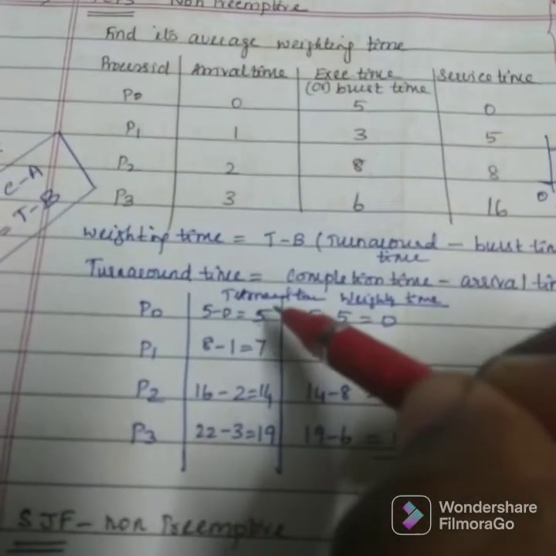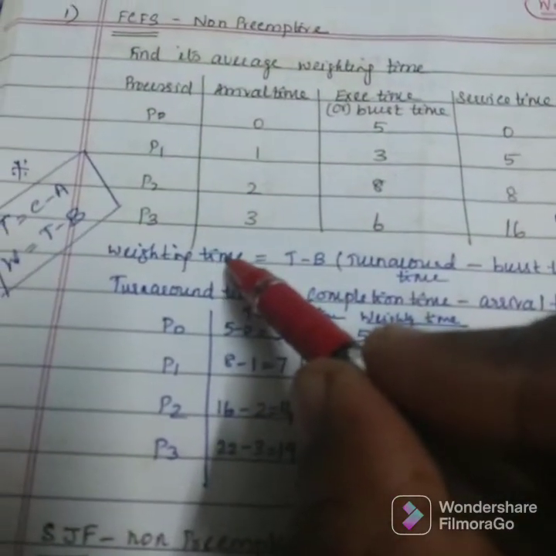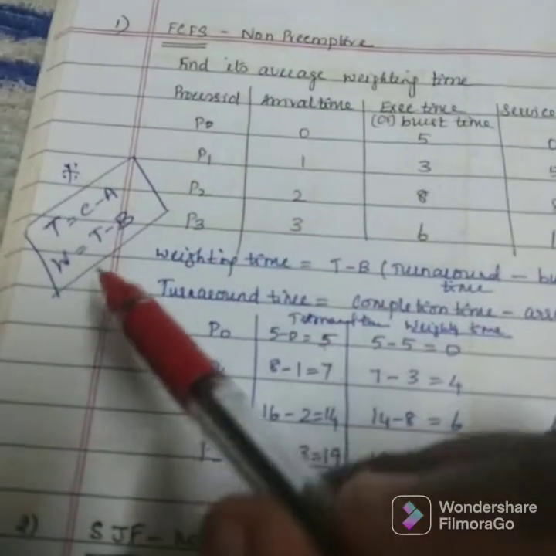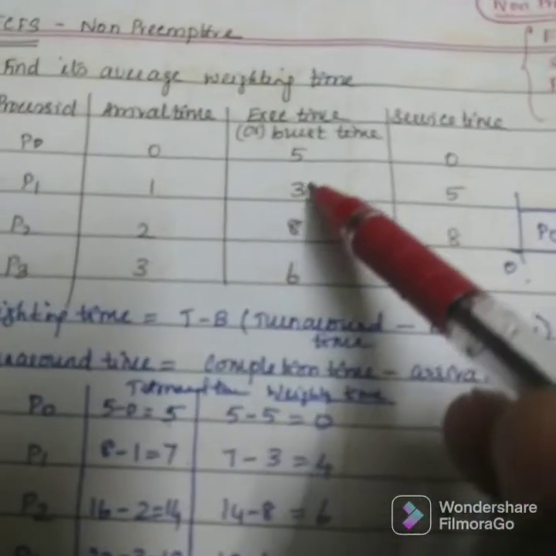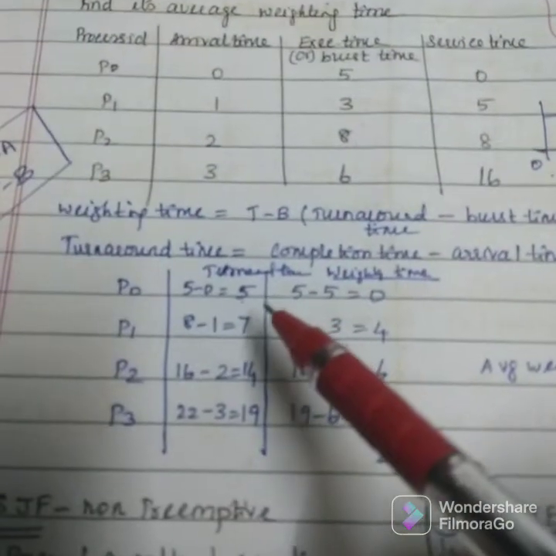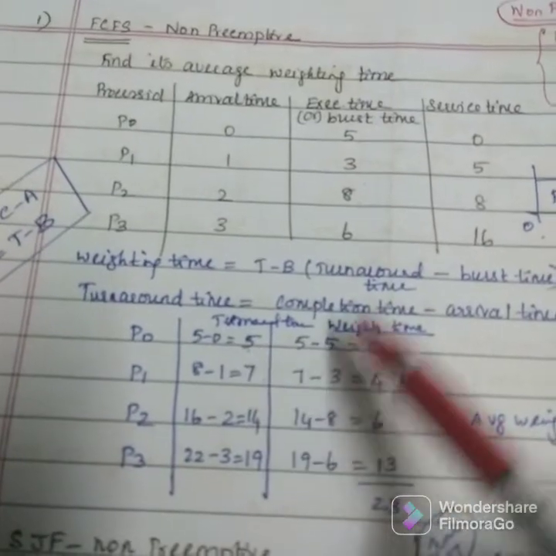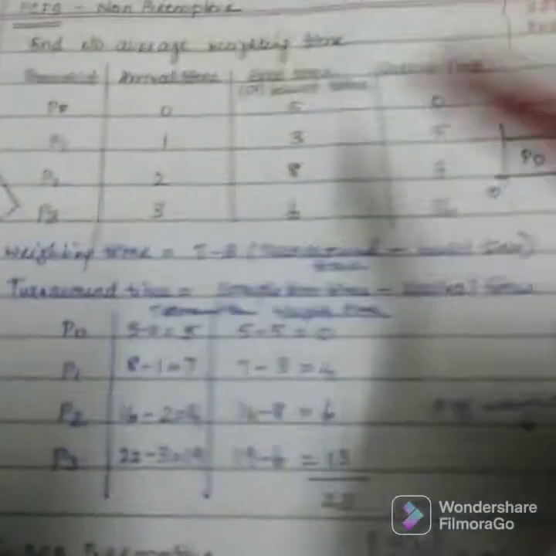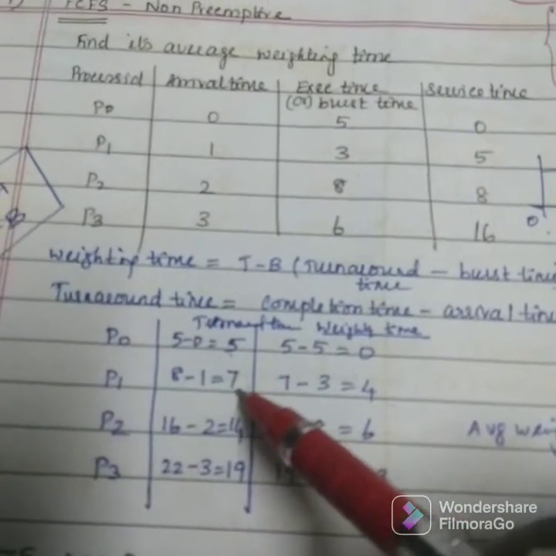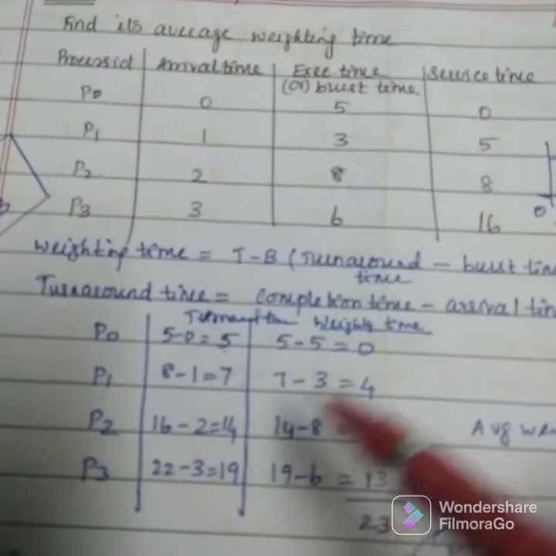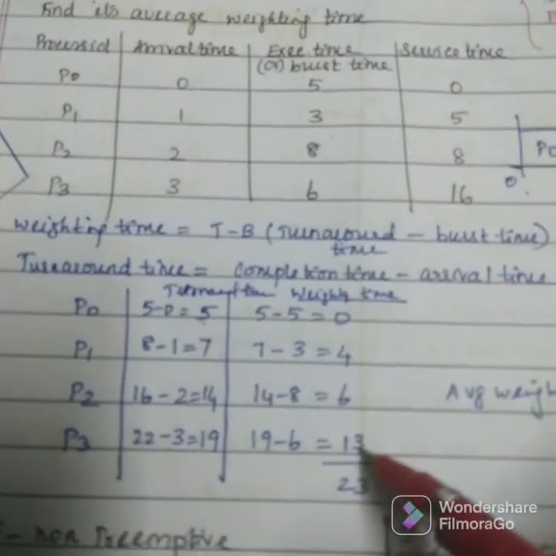Similarly, after finding the turnaround time, we can find the waiting time. What is waiting time? W equal to T minus B, turnaround time minus burst time. We know the turnaround time now. For P0, 5 minus burst time 5, 0. Next P1, 7 minus 3, 4. P2, 14 minus 8, 6. P3, 19 minus 6, 13.